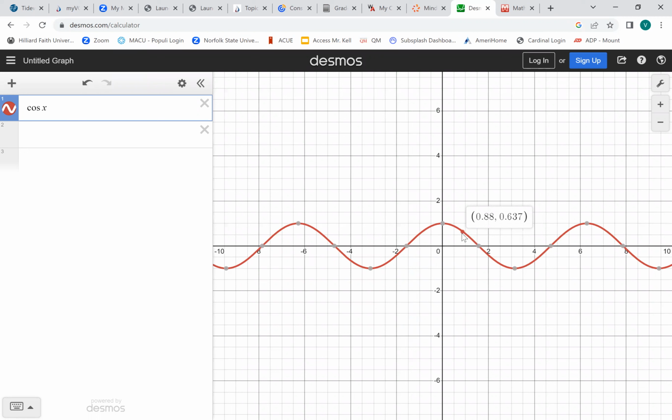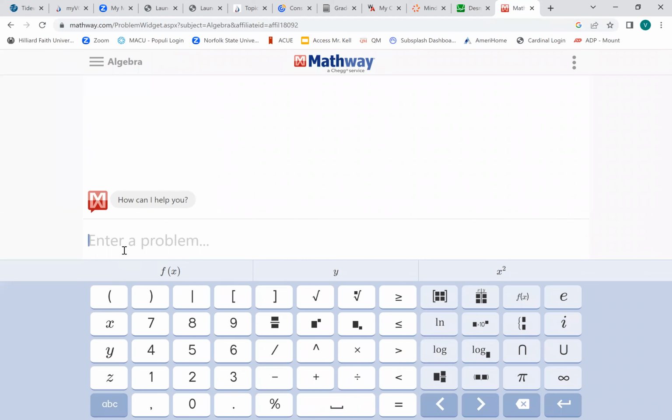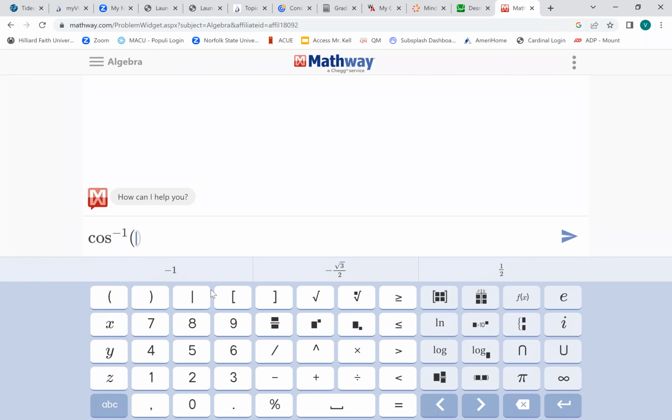Now this would be good if WeberSign only wanted 2 decimals, but because they want 3, we probably have to go to a calculator. So if you go to something like Mathway, you can do cosine and then do cosine inverse. And that was 2 divided by pi.